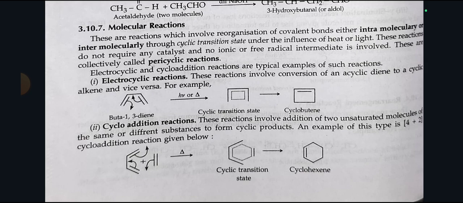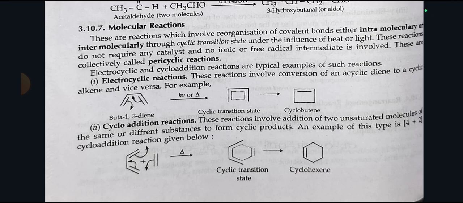3.10.7 Molecular reactions. These are reactions which involve a reorganization of covalent bonds either intramolecularly or intermolecularly through cyclic transition states under the influence of heat or light. These reactions do not require any catalyst, and no ionic or free radical intermediates are involved. These are collectively called pericyclic reactions. Electrocyclic and cycloaddition reactions are typical examples of such reactions.